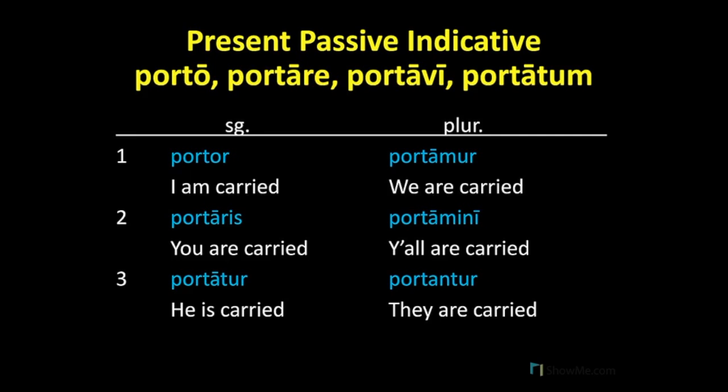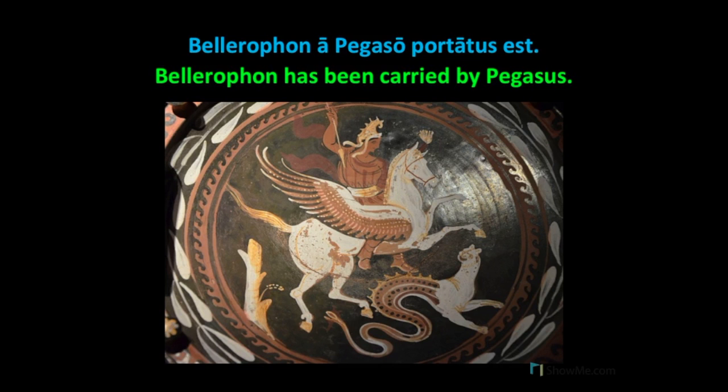Watch out for how the perfect tense forms the passive voice in a different fashion. Here we have Bellerophon and Pegasus again. This example is Bellerophon a Pegaso portatus est. We translate this as Bellerophon has been carried by Pegasus.